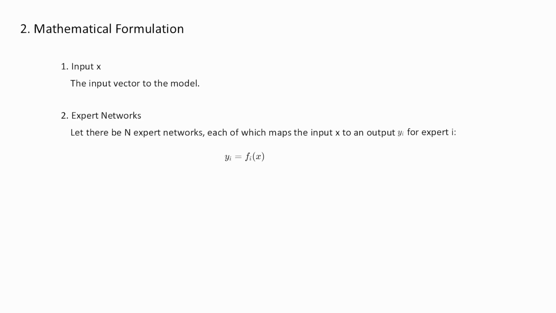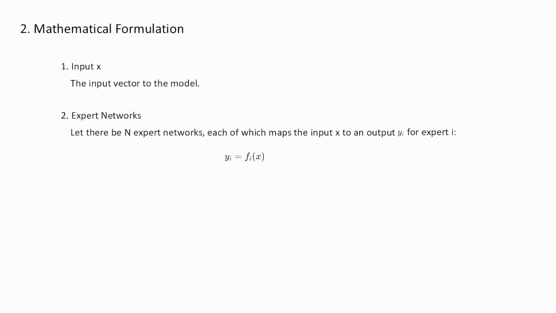Mathematical formulation of MoE. 1. Input X, the input vector to the model. 2. Expert networks. Let there be n expert networks, each of which maps the input X to an output y_i for expert i as follows. F_i is the function, such as a neural network, of expert i, and y_i is the output produced by expert i.